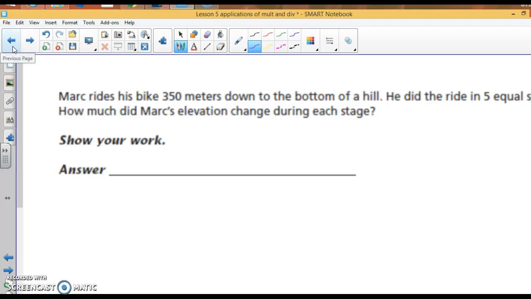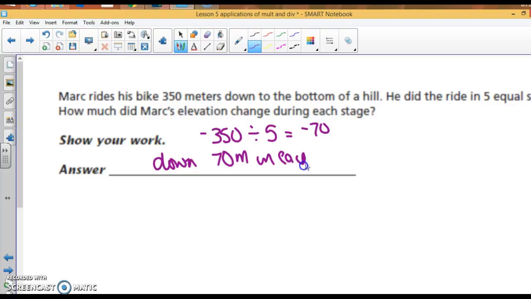Mark rides the bike 350 meters down to the bottom of the hill. He did the ride in 5 equal stages. How much did Mark's elevation change during each stage? So he went 350 meters down, minus, because it's down. He did it in 5 stages, and we want to know how much each one is. So we're dividing it by 5, and we get negative 70. So he went down 70 meters in each stage. Write a little sentence so you can explain your answer.